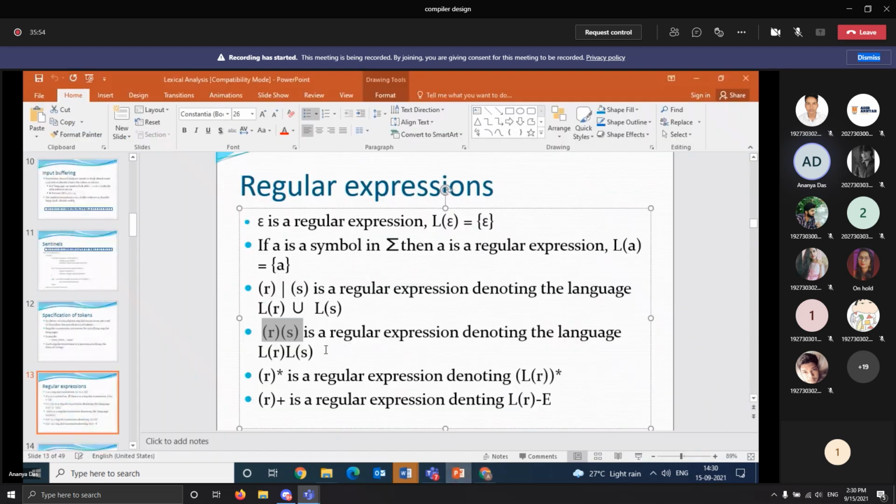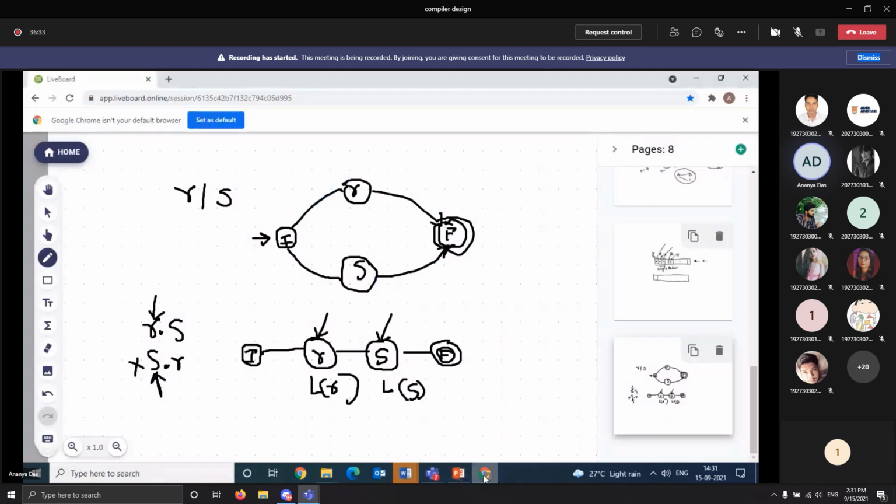So that means in this case, you will denote your whole language by LR followed by LS. So the language which is following the input symbol R, then you are starting the language which is utilizing the input symbol S. Okay. So this is your concatenation operation. Similarly, this next rule is about R star. So that means you are trying to formulate such a language which is taking 0 or more occurrences of your input symbol R. So suppose your R value is.